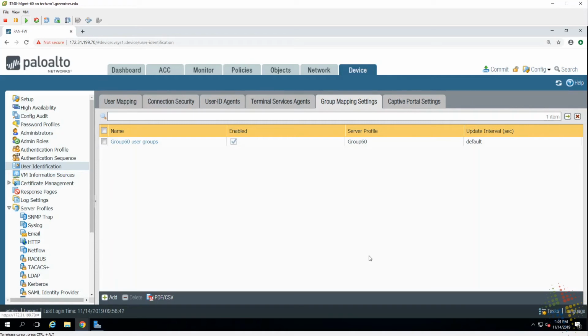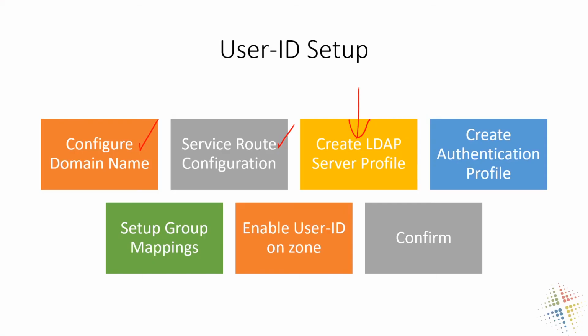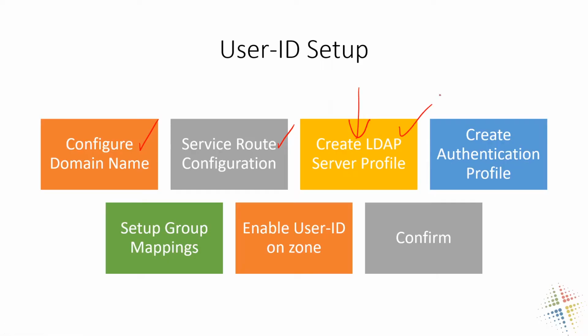And then let's actually look at my list here. So we created the LDAP server profile. Check. We created the authentication profile. That was when we went in and enabled polling and WMI, and we just set up our group mappings. Next step is to enable user ID on a specific zone.